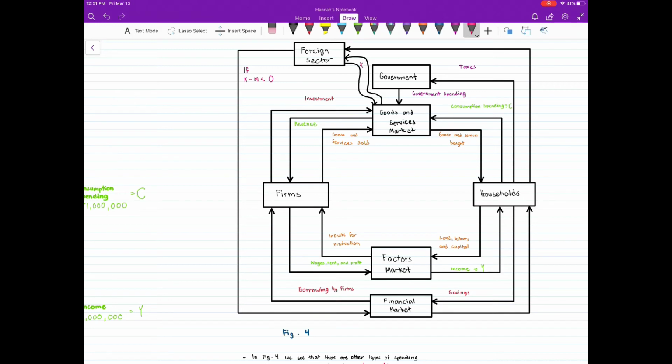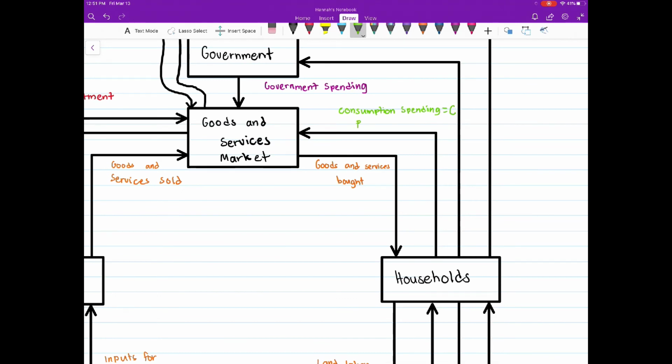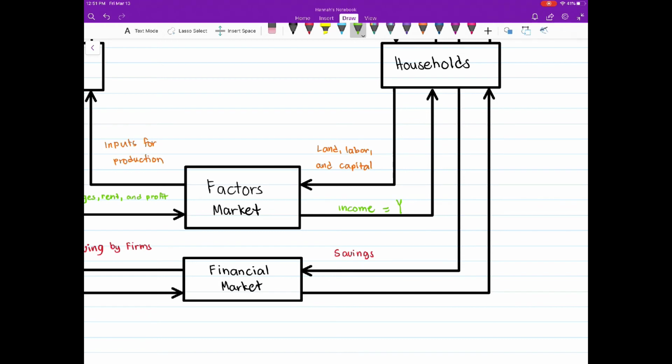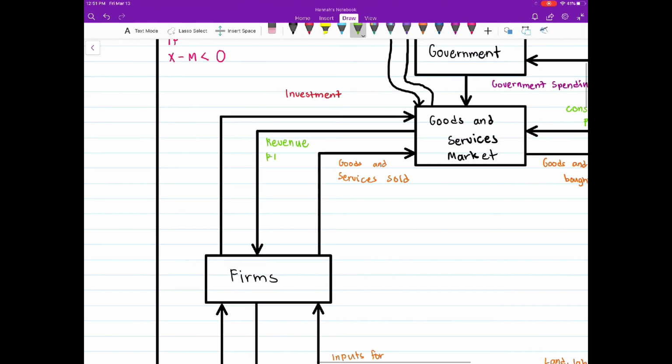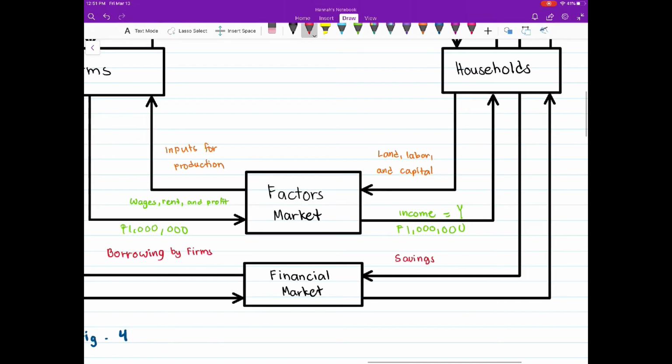So I'm just going to be adding some values. Over here it's different from last time. This is gonna be 650,000. Then our income, oh, I'm not even following the arrows. Okay, so 1 million. And from over here we have 1 million, then our revenue would be 1 million. Then for savings, let's make that 250 there.